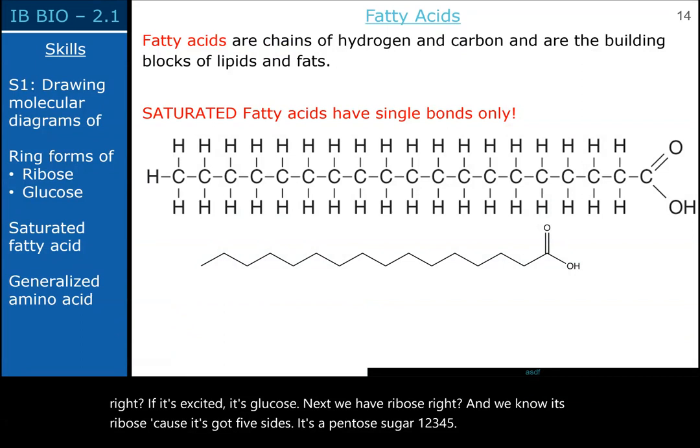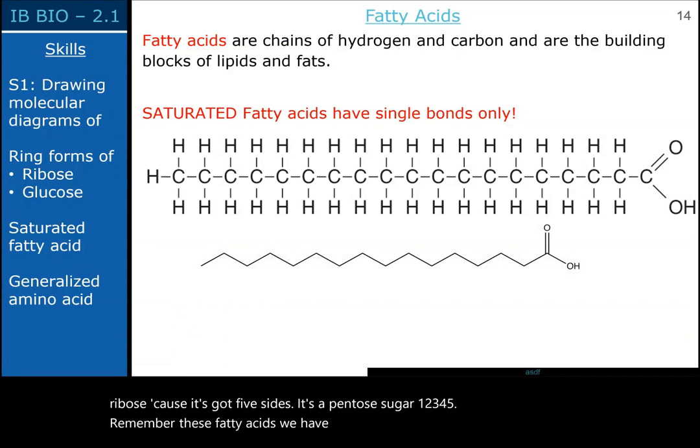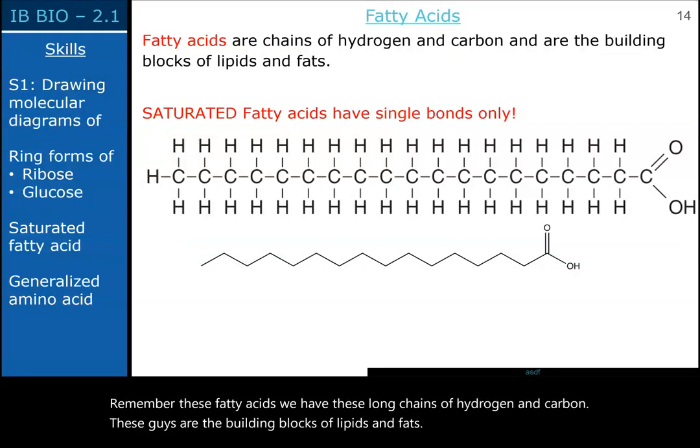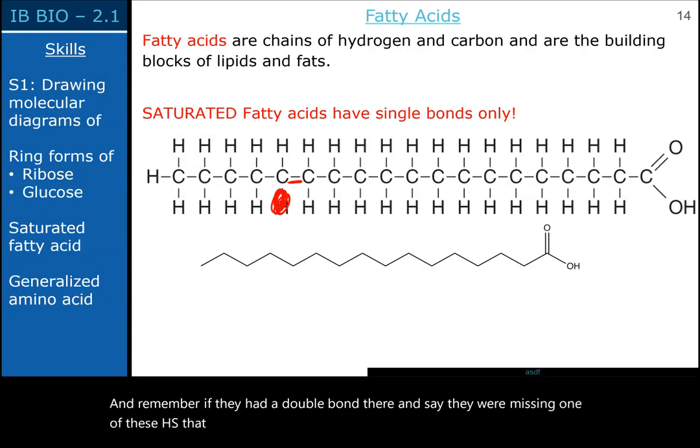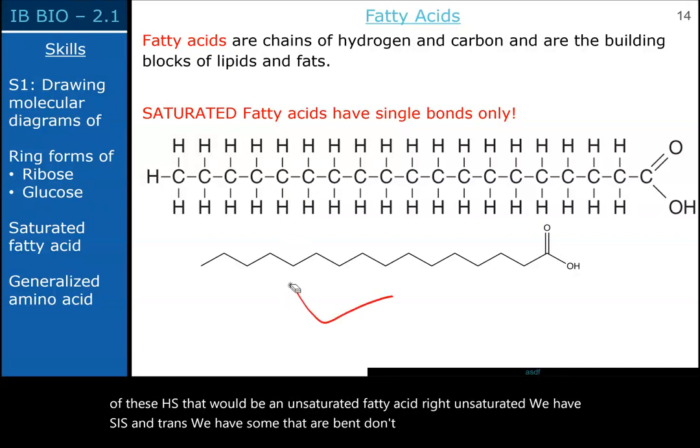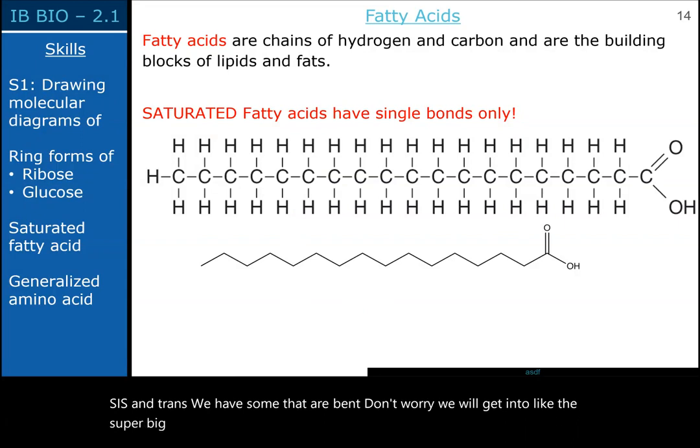Remember these fatty acids? We have these long chains of hydrogen and carbon. These guys are the building blocks of lipids and fats. Saturated fatty acids have single bonds only. And remember, if they had a double bond there and say they were missing one of these H's, that would be an unsaturated fatty acid, right? Unsaturated, we have cis and trans. We have some that are bent. Don't worry, we'll get into the super big details or super tiny details later. This is just a review of stuff that we learned freshman year.